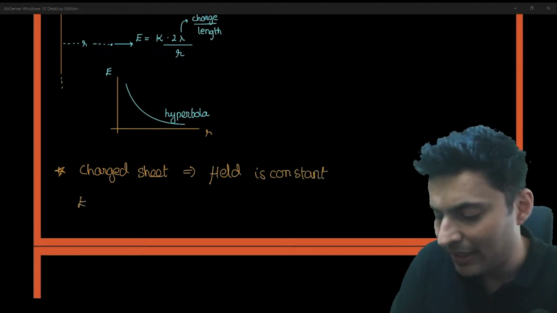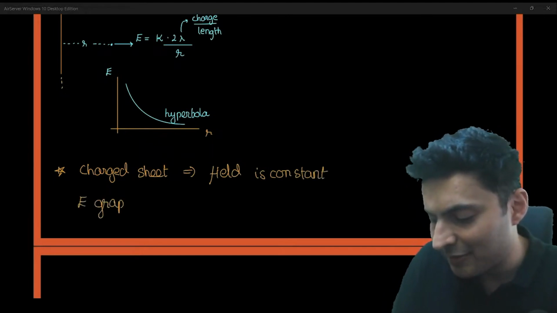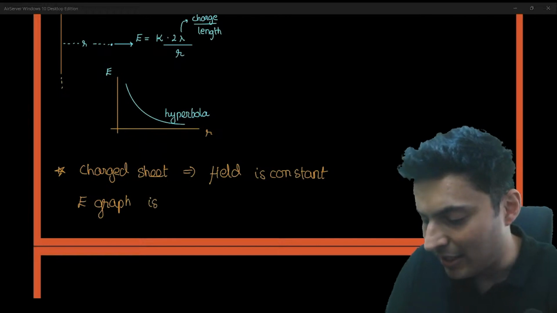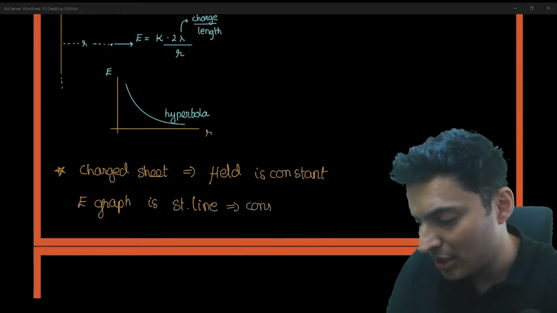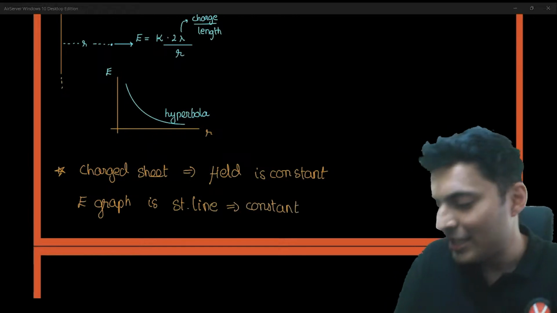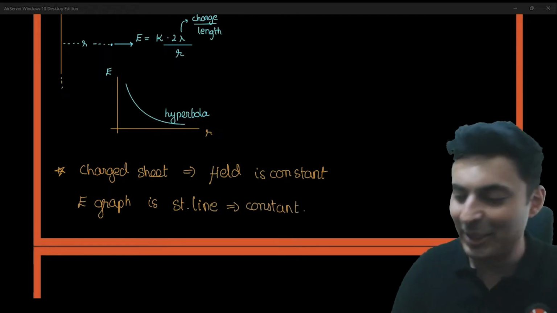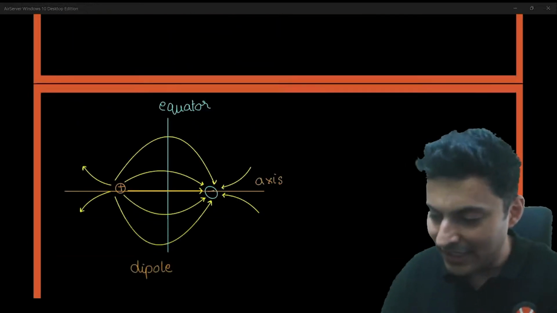Hence the field graph is a straight line, which is constant. So there is no fun in drawing that. There is no fun at all in drawing that. Okay, everybody fine till here?